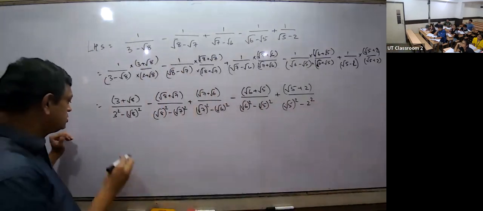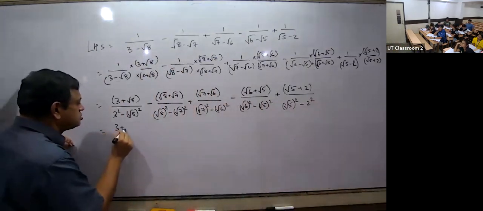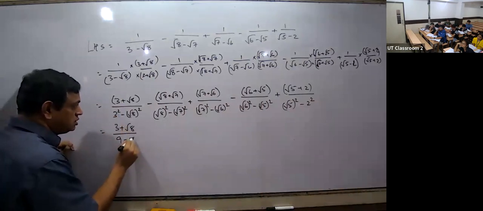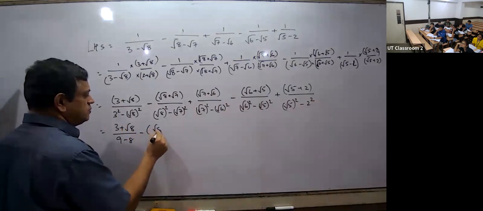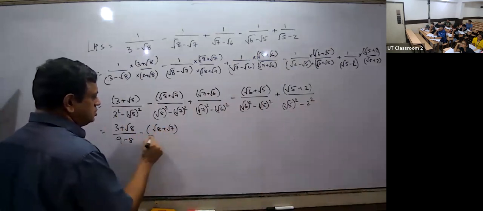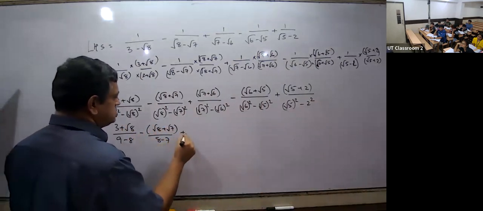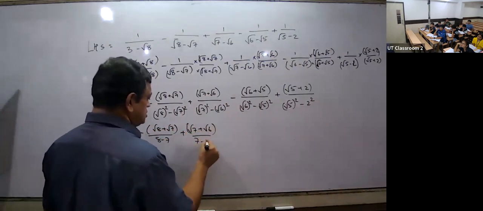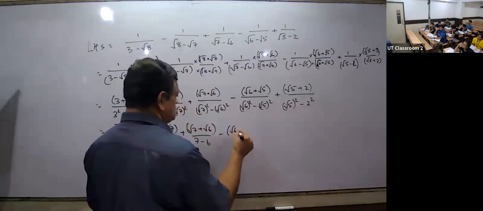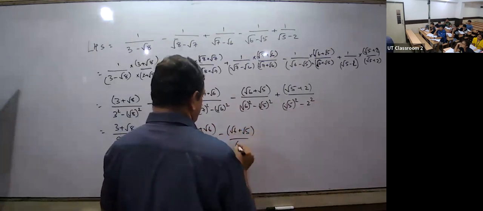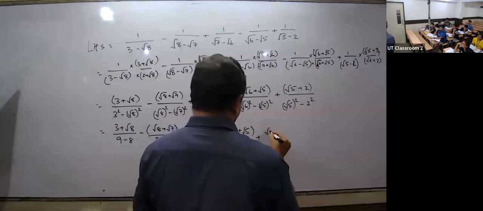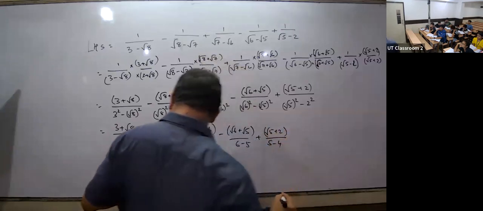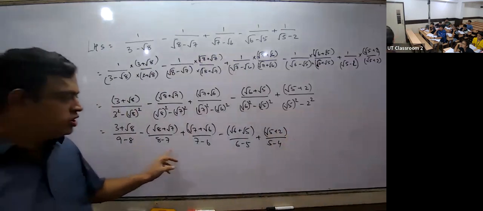First, stop writing and listen now. This is 3 plus root 8. What is the denominator? 9 minus 8. Minus, what is the denominator? 8 minus 7. Then plus, 7 minus 6. Minus, 6 minus 5. Plus, 9 minus 4, 5 minus 4. What is 9 minus 8? 1. All denominators are 1.